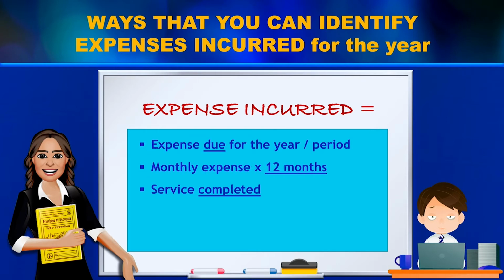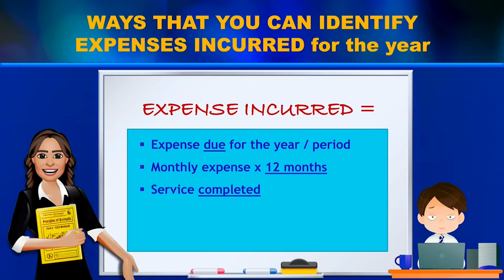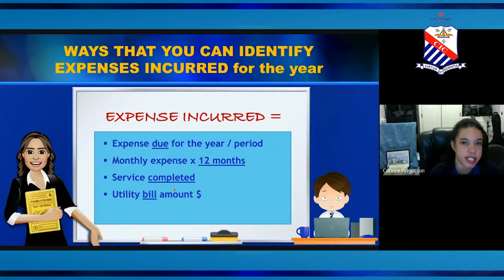We saw this one as well. If they tell you the service completed means that that amount has been incurred. So if you see that language, this has been completed, they're telling you that is the amount that is incurred and goes into your income statement. If they tell you the bill amount, so they say the electricity bill is $800, what they are telling you again, that is the amount incurred.